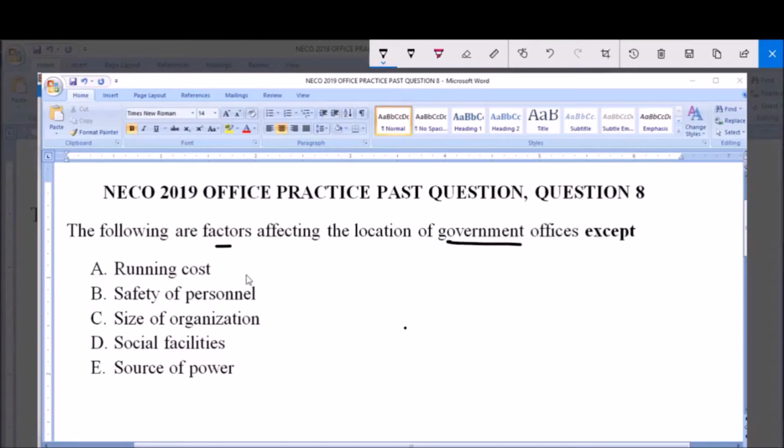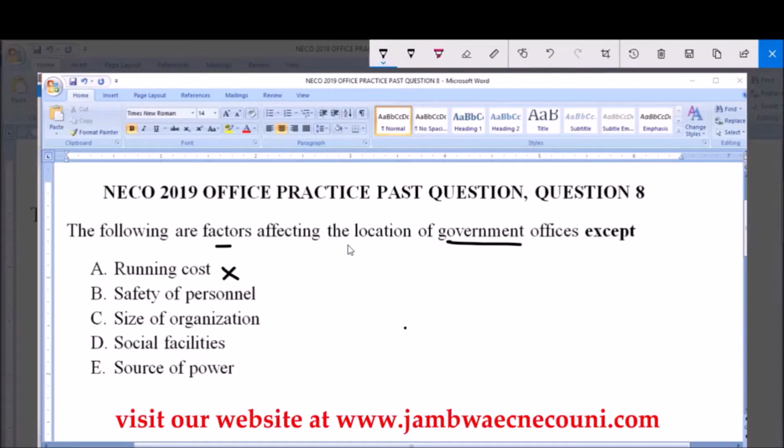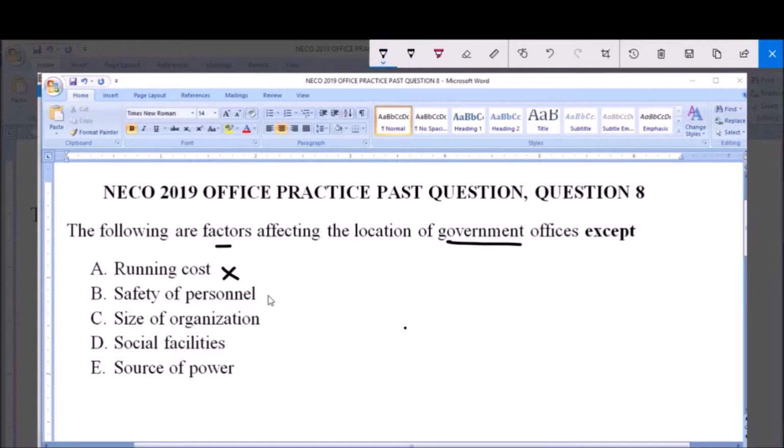Now A here says running cost. I want you to understand that running cost is not a factor affecting the location of government office at all. Running costs do not affect the location of government offices. Now B says safety of personnel. Yes, wherever any governmental office is going to be established, it is ensured that that place is safe for the workers who are going to work in such governmental offices. So the safety of personnel is very important in terms of the location of any governmental office.